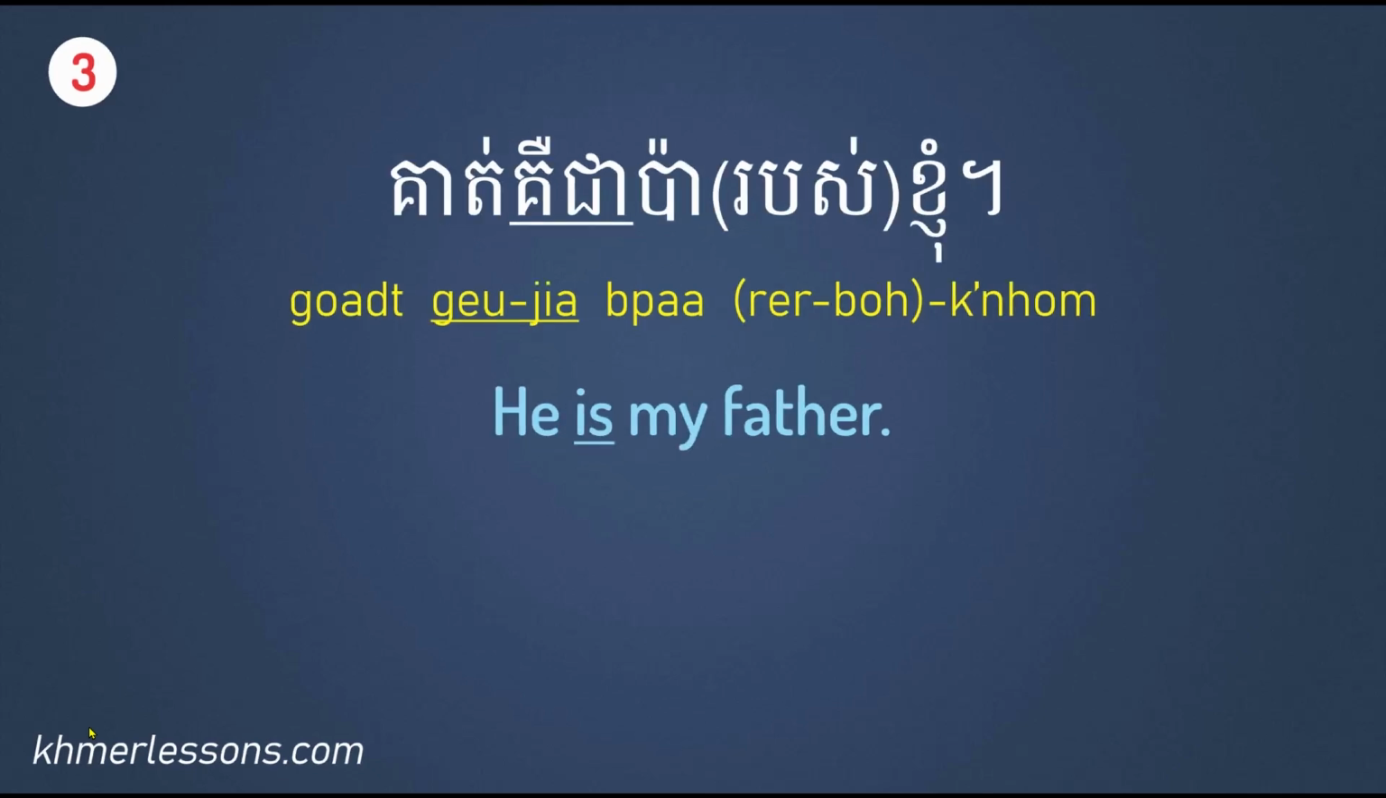Another example: He is my father. Kot kư chia pa robok nyom. So any word you see in my lesson, it means it can be silent. Another option, like the shortest one, you just say kot pa khnyom. You skip the word kư chia, you skip the word robok.